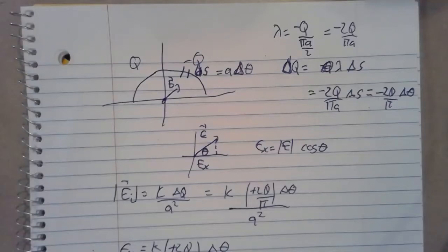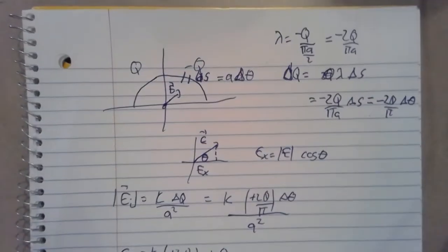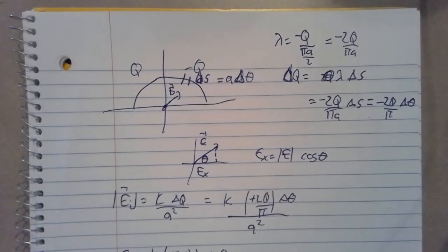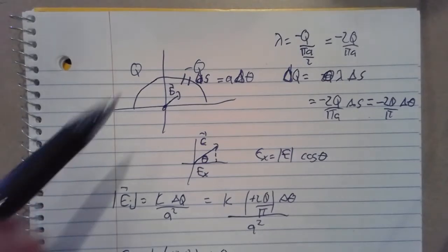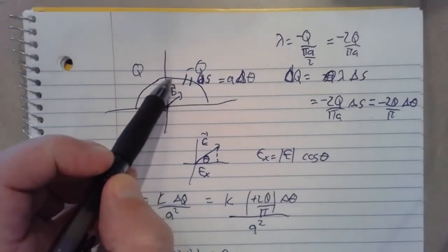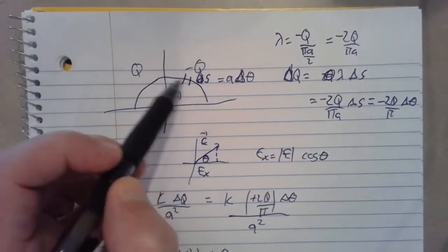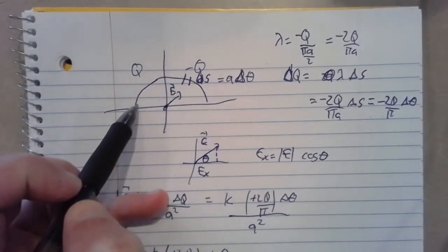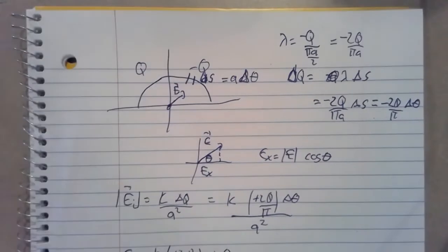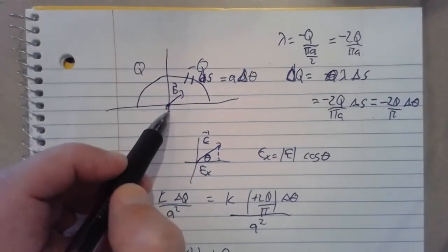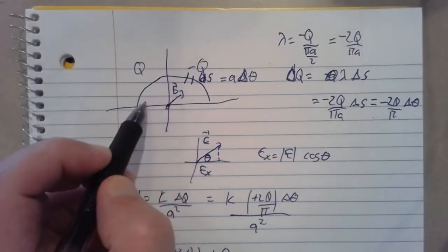Okay, so this is that same problem I did during the live lecture. I'm just going through it again, make it a little nice and neat. So we've got this charge distribution here, a negative charge here and a positive charge here. We want to calculate the electric field at the origin from all this charge.